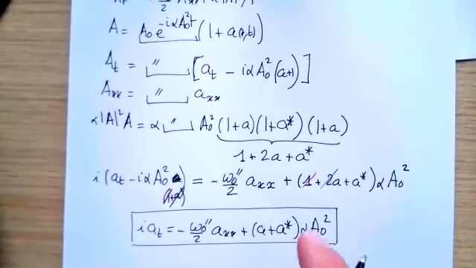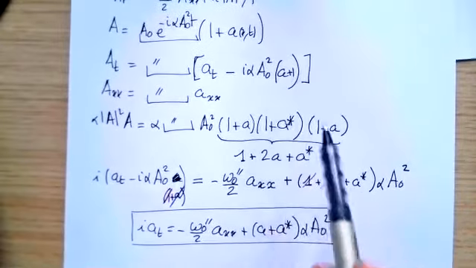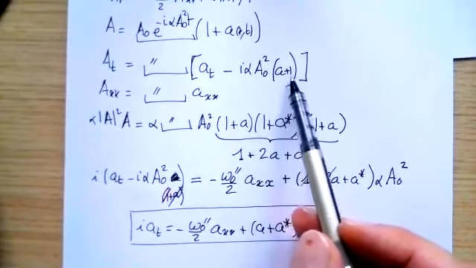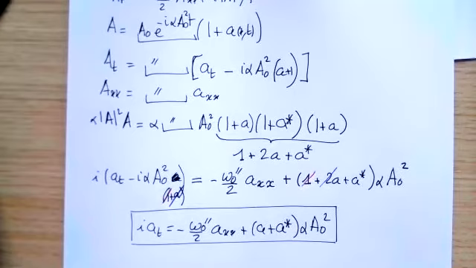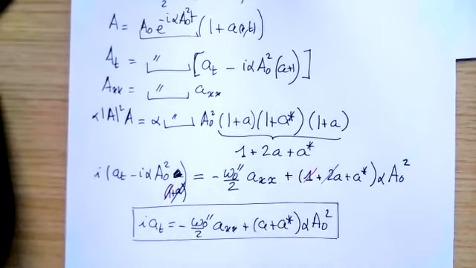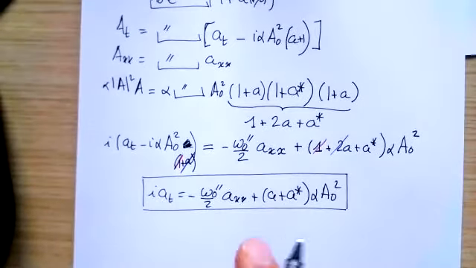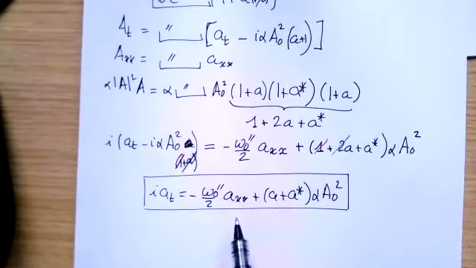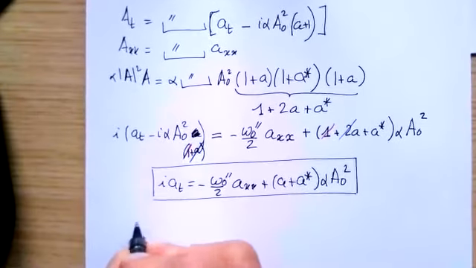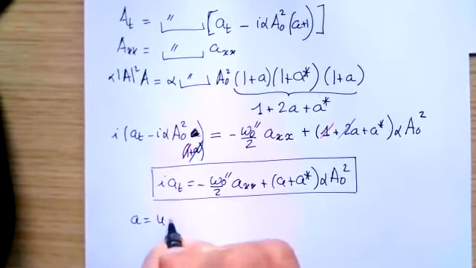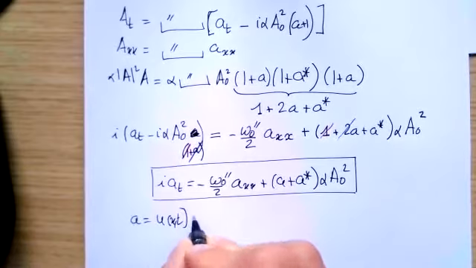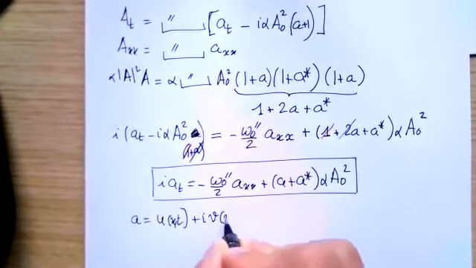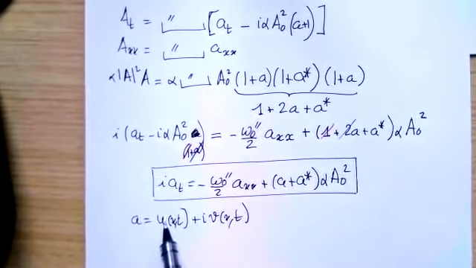It's simple if one is not stupid enough to forget that. If you think of it, it's simple. So A is complex, and the simplest way to study this equation is to write A equals U of x,t plus i V of x,t, where U and V are the real and imaginary part of A.